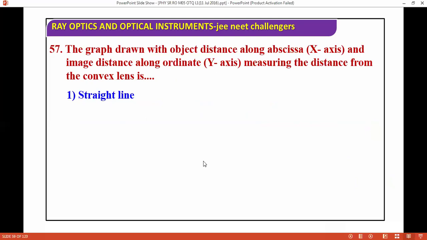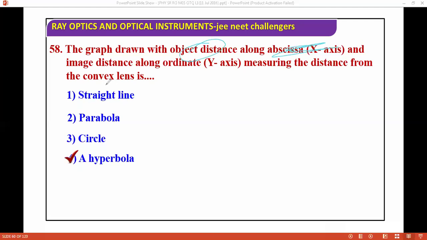The graph drawn with the object distance along the abscissa x-axis and image distance along the ordinate y-axis, measuring the distance from the convex lens. It's an easy question, given in all the books. The graph is a hyperbola. So I hope you know. If you don't know, please don't attempt this question. Stay away from this type of question.